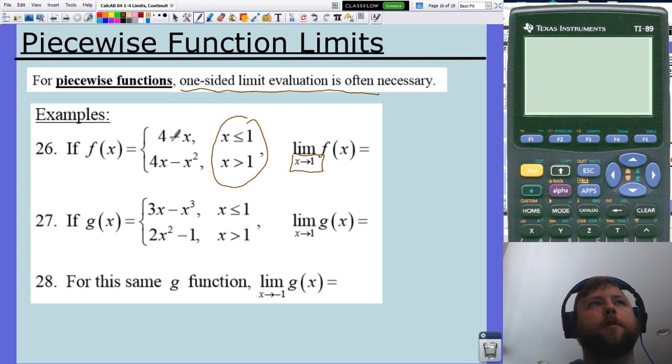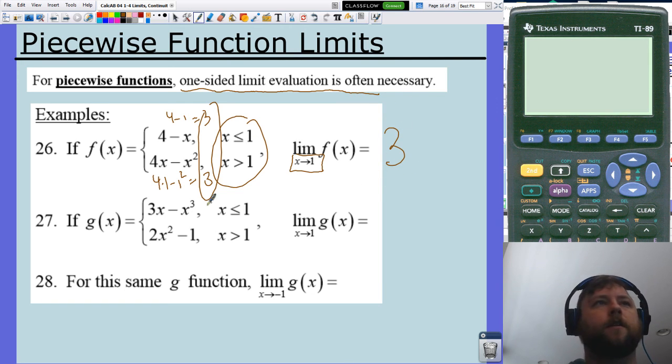So what I'm going to do is plug in 1 for both. If I plug in 1 for the top, I get 4 minus 1, which equals 3. And if I plug in 1 for the bottom, I get 4 times 1 minus 1 squared, which is 4 minus 1, which is also 3. Since both are the same, I can say my limit is 3. And this happens when two piecewise functions are connected right there.